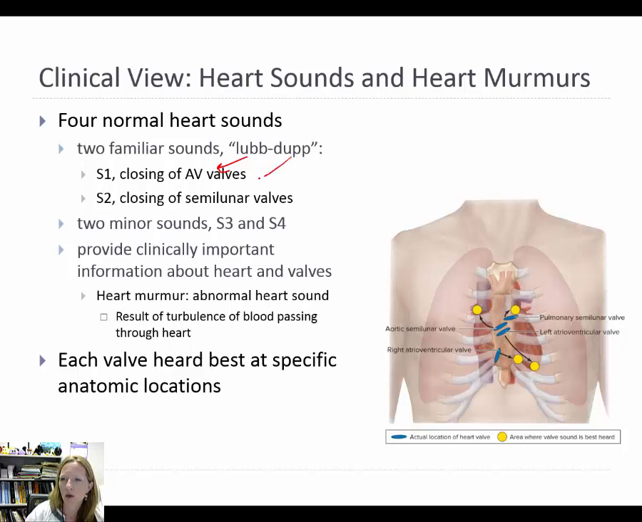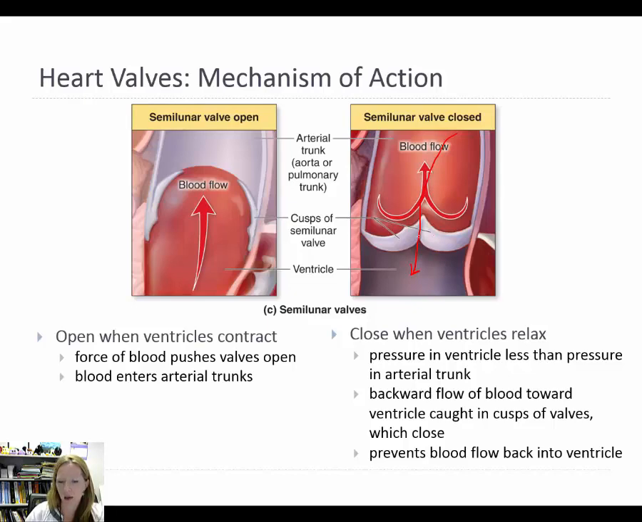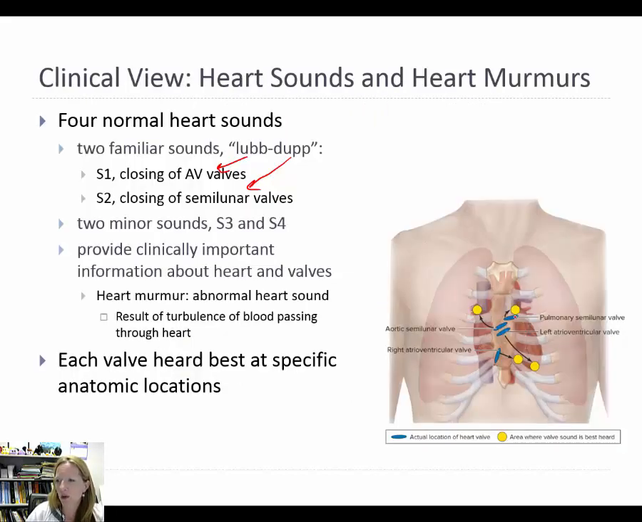The dub sound comes, just very quickly after that, from the semilunar valves that are shutting, whenever this is happening right here. They're a little bit more superior, so that's whenever he puts the stethoscope a little bit higher up on the chest. There are a couple of minor heart sounds, S3 and S4, but these are the main ones that you need to know.